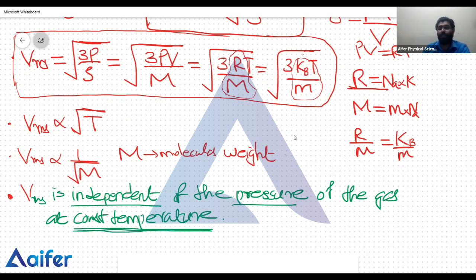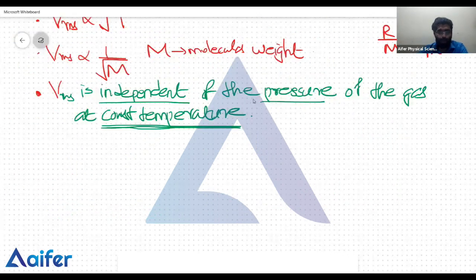If you fix the temperature, then that term will be constant, because all other things are constant. Then VRMS is a constant, independent of whatever pressure is exerted by the gas molecules on the container. So keep that point in mind, and experimentally it is proved.